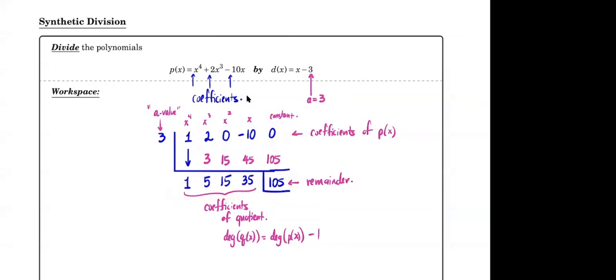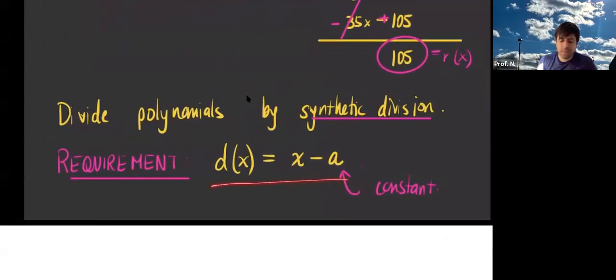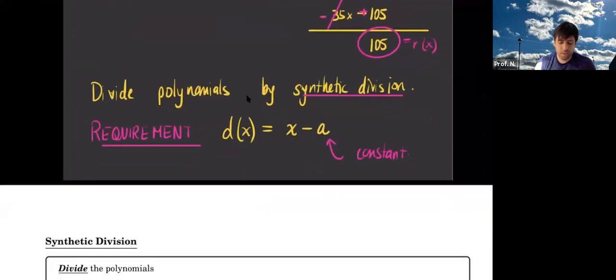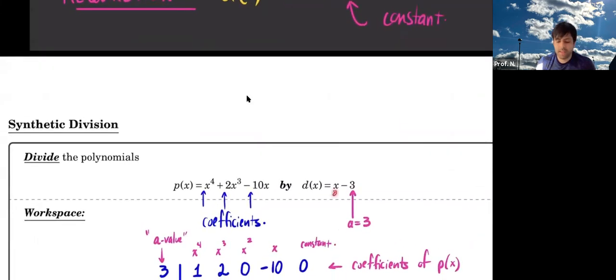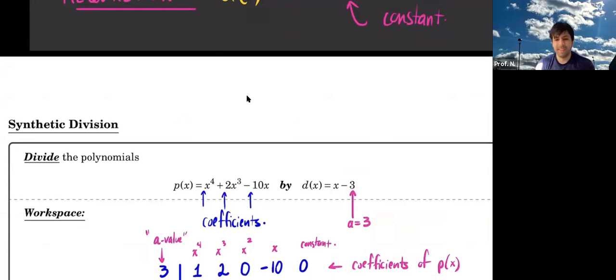Where did that a value come from again? It came from the fact that I said in the beginning, the divisor must be of the form x minus a number. So in this problem, the divisor is x minus a number, and that number is 3. That's where the a value came from. So that a value is extremely important to identify.